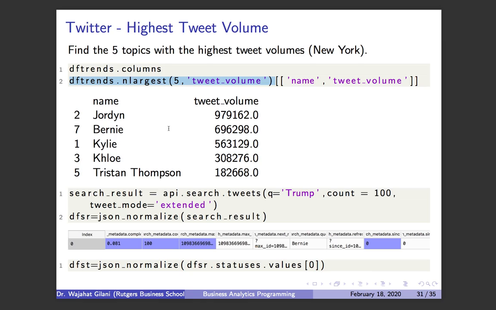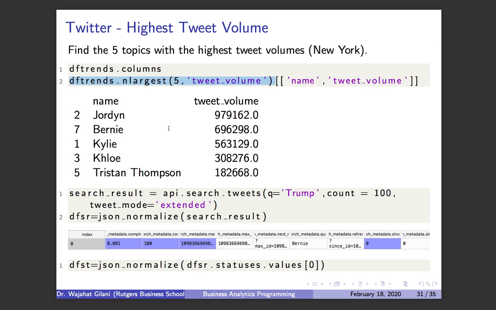This is much different than what was being tweeted about when I ran this before. Here it was Jordan, Bernie, Kylie, Chloe, Tristan. Okay? And I had to ask my students, what the hell? Bernie, it was Bernie Sanders. This is, by the way, 2016. The guy lost again. Can you believe how long it's been?